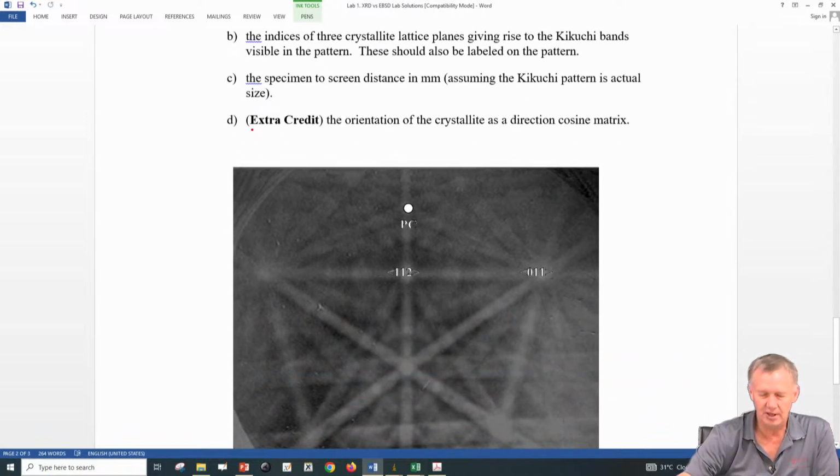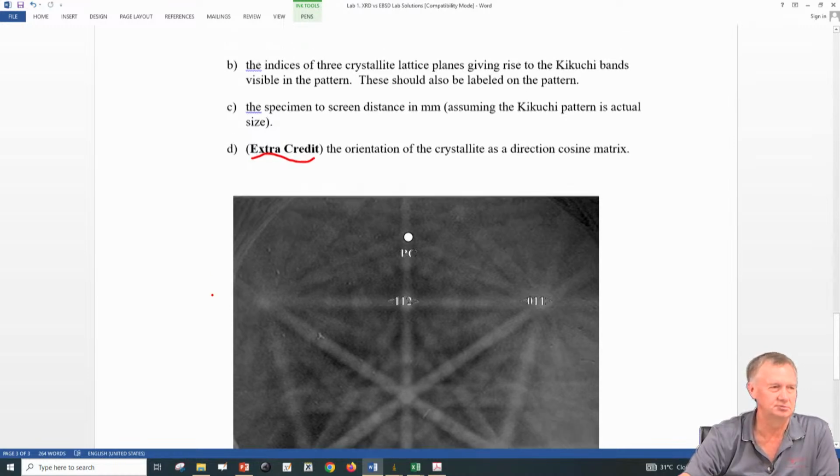And then for extra credit, we're going to get the orientation of the crystallite as a direction cosine matrix, which I'm not going to actually go through the entire calculation, but we're going to go through how you would do the steps to get there, and then if you guys want to go calculate it, you can do that for homework. Extra credit homework.